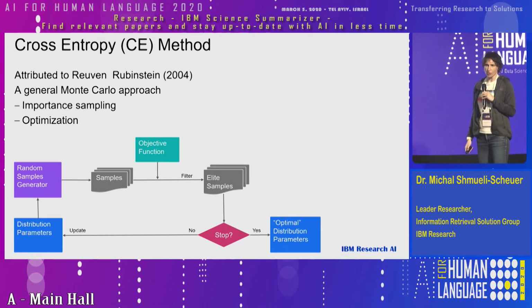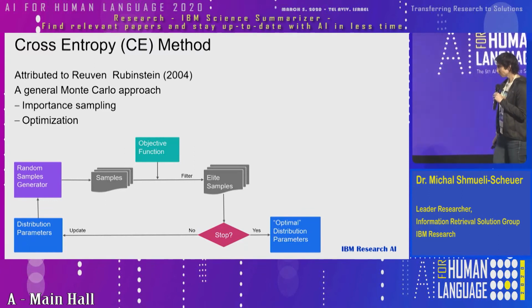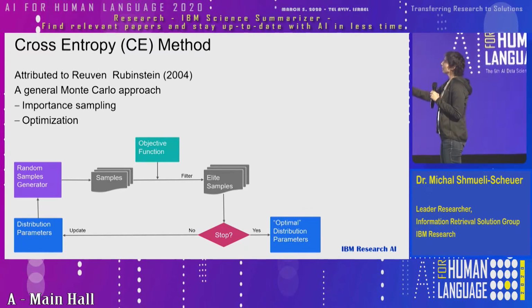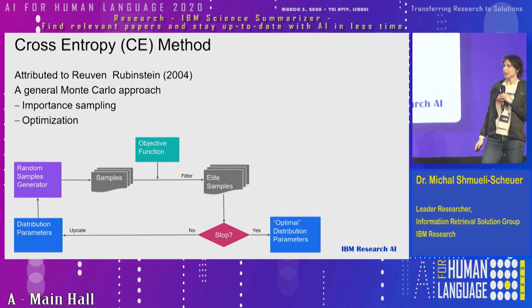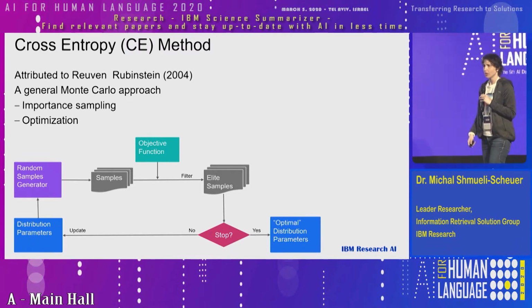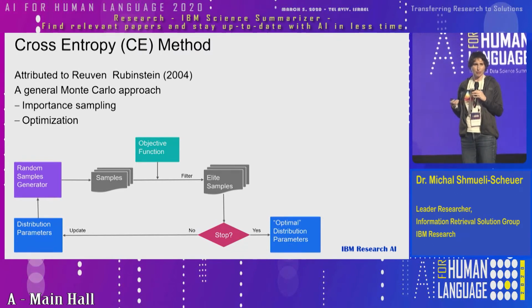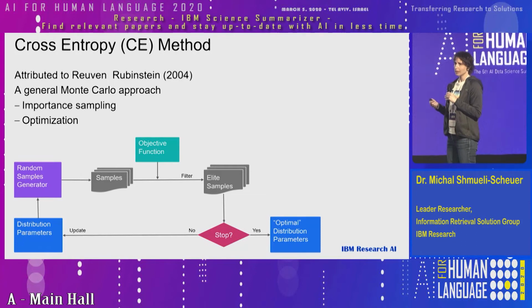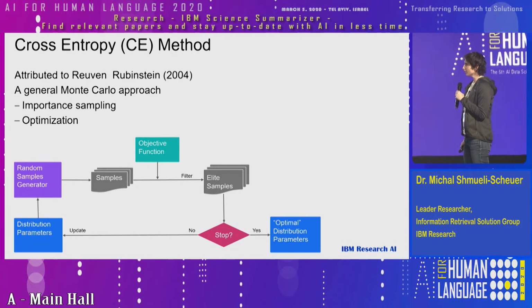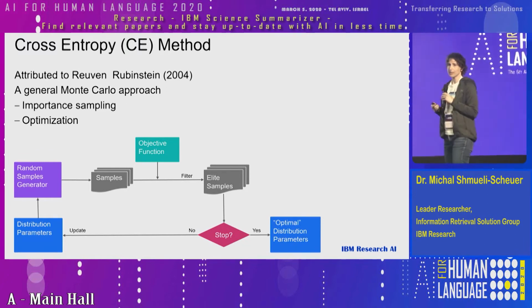So just a few words about cross-entropy methods. This is a general Monte Carlo approach, and it's an iterative process in which we start at the purple box with the random sample generator. Just assume that we have some text units. At the first step, all the text units have the same probability to be chosen, so it's uniform. Then we do some sampling, and each one of the samples is evaluated with the objective function, and each one gets some score.